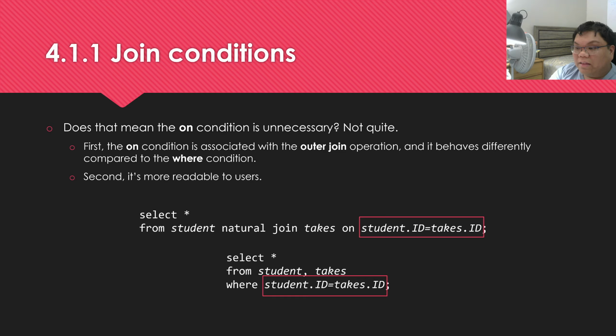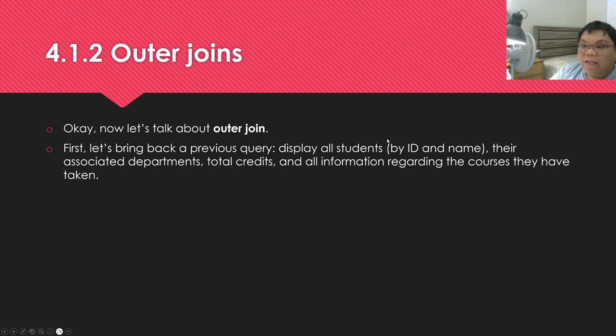So first, the on condition is associated with the outer join operation, and it behaves differently compared to the where condition. We're gonna have to explain what an outer join is, and that's literally in the next section. And again, the fact that SQL has more than one way to do the same thing means people can think about arriving at a solution in a way that's most natural to them. Okay, we have to talk about natural join now. No, outer join.